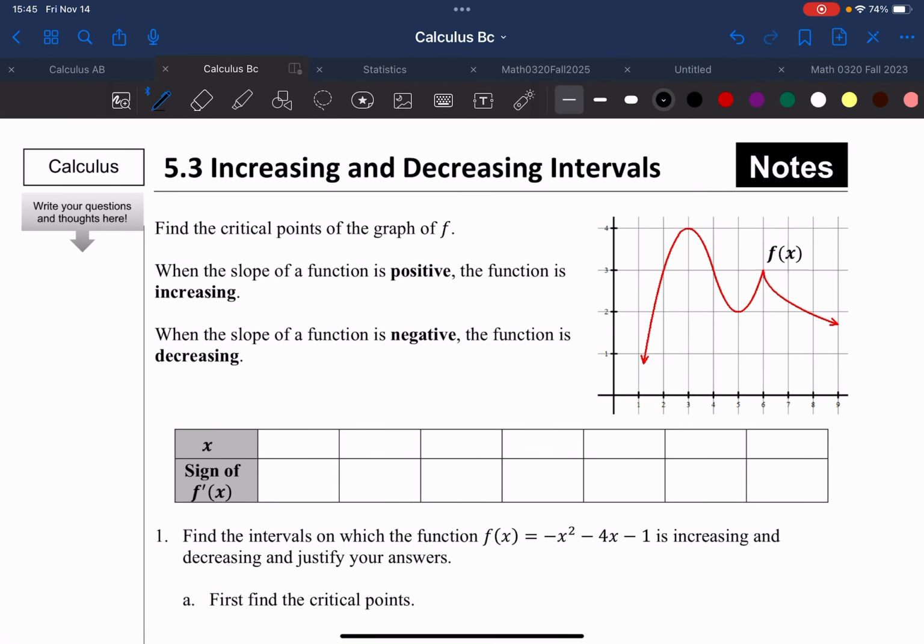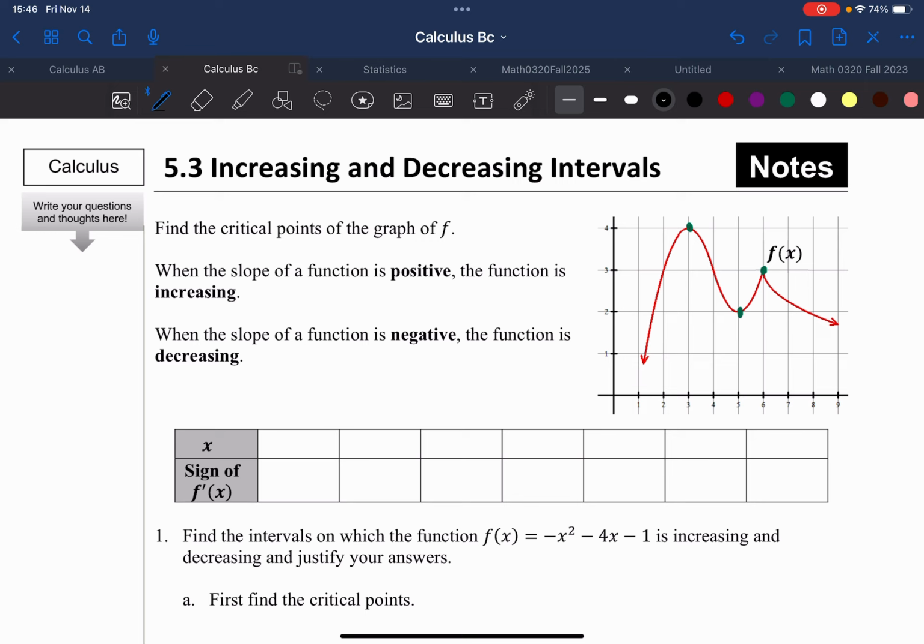Okay, 5.3 notes, increasing and decreasing intervals. So it says, first, find the critical points of the graph f. The critical points of this graph are going to be at all the places where we have a peak or a valley. For example, we have a peak here, a valley here, and notice if we were to take a derivative of this cusp right here, our derivative wouldn't exist, which means we have a critical point at that x value.